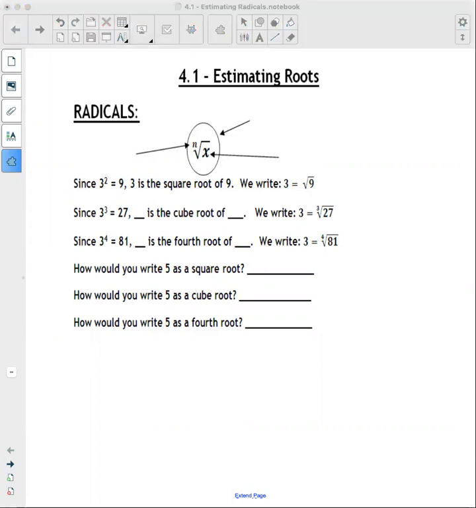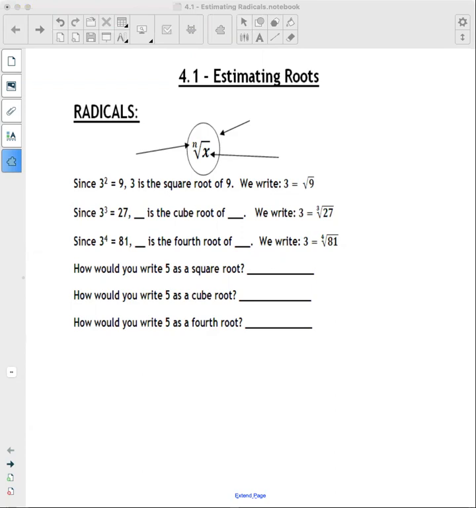Other topics we're going to see in chapter 4 are types of numbers, so exact and approximate numbers, rational and irrational numbers, integers, real numbers, whole numbers, etc. Towards the end of this chapter, we will start working into exponents and operations on exponents. And that's about it for chapter 4. So without further ado, we will get going with estimating roots.